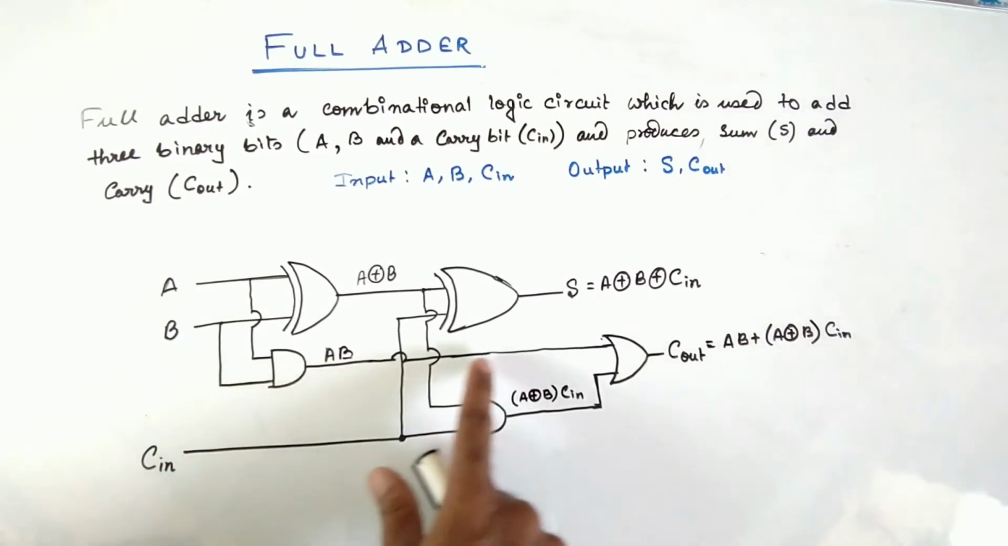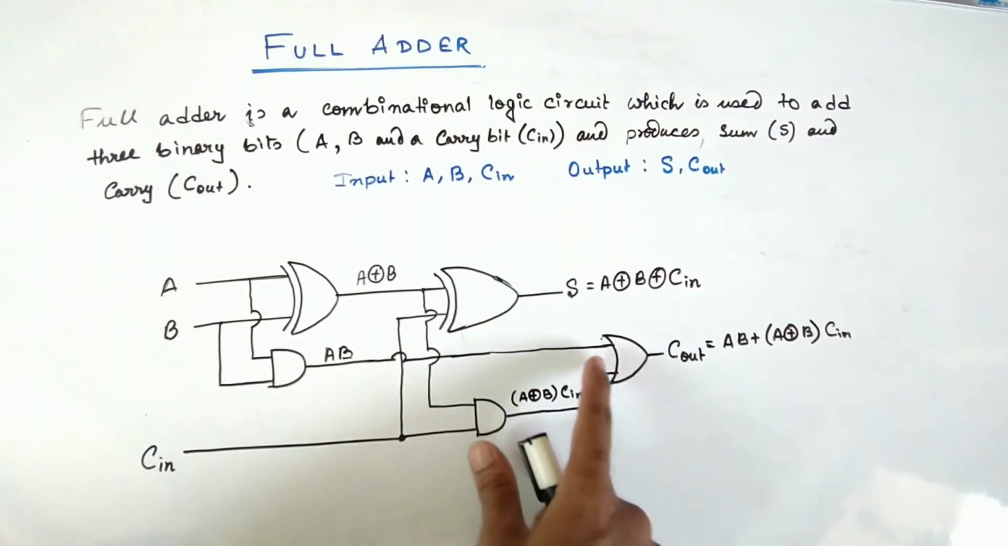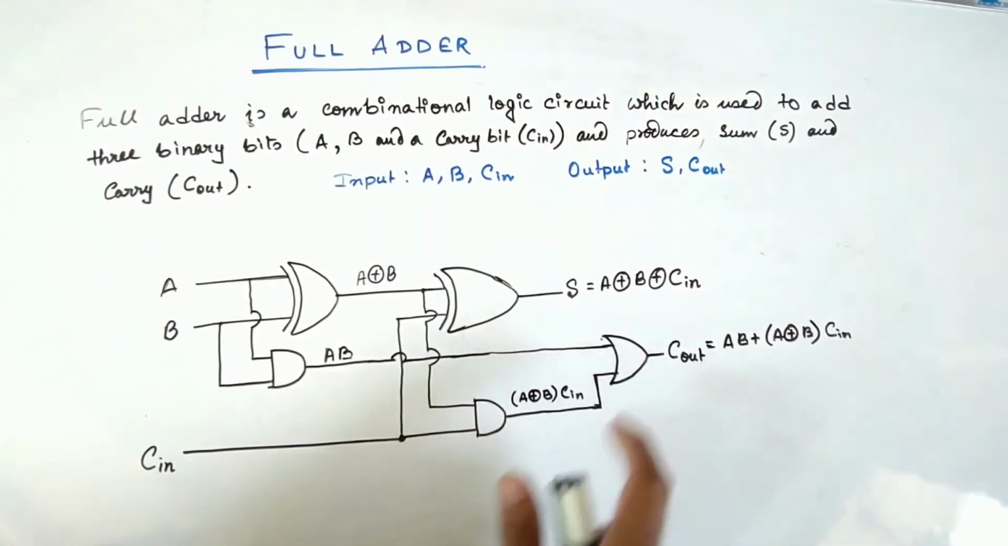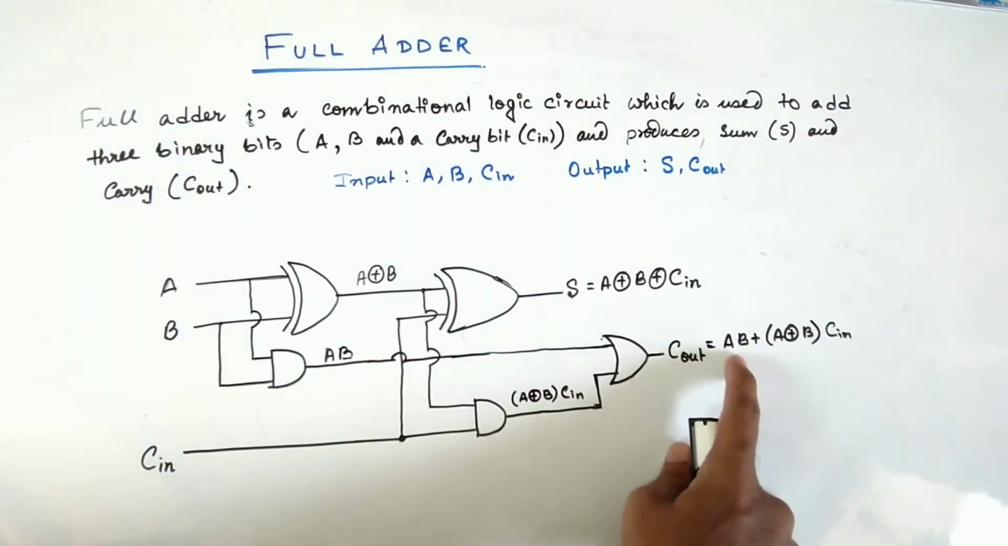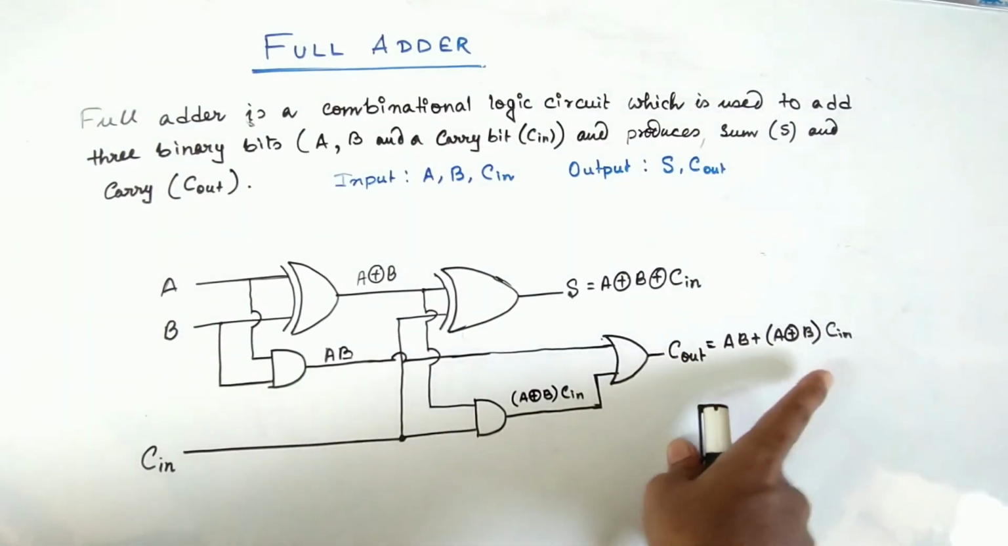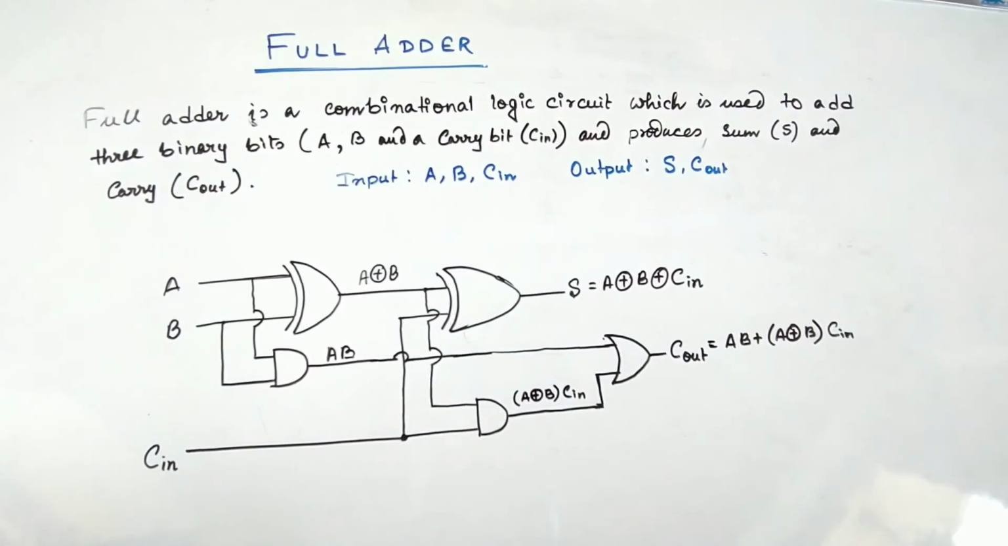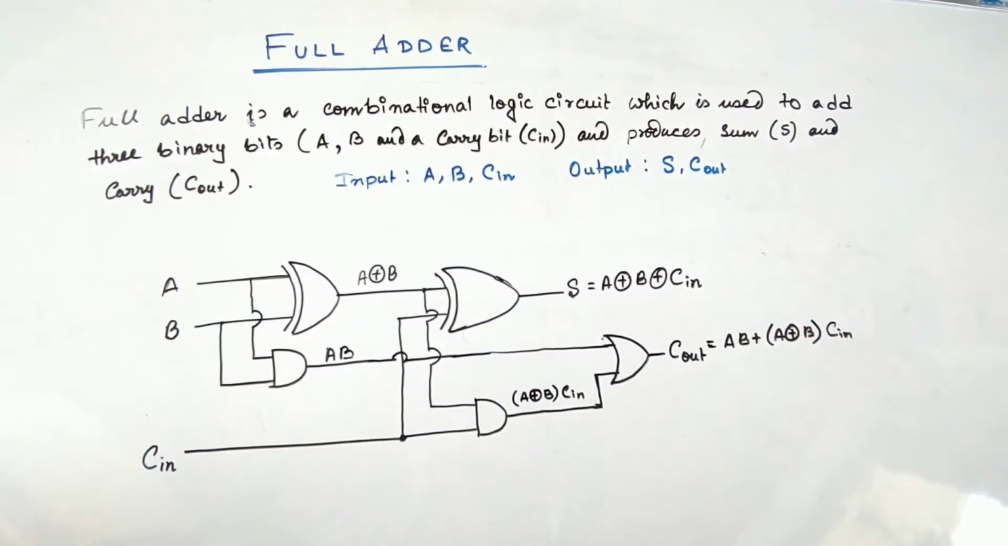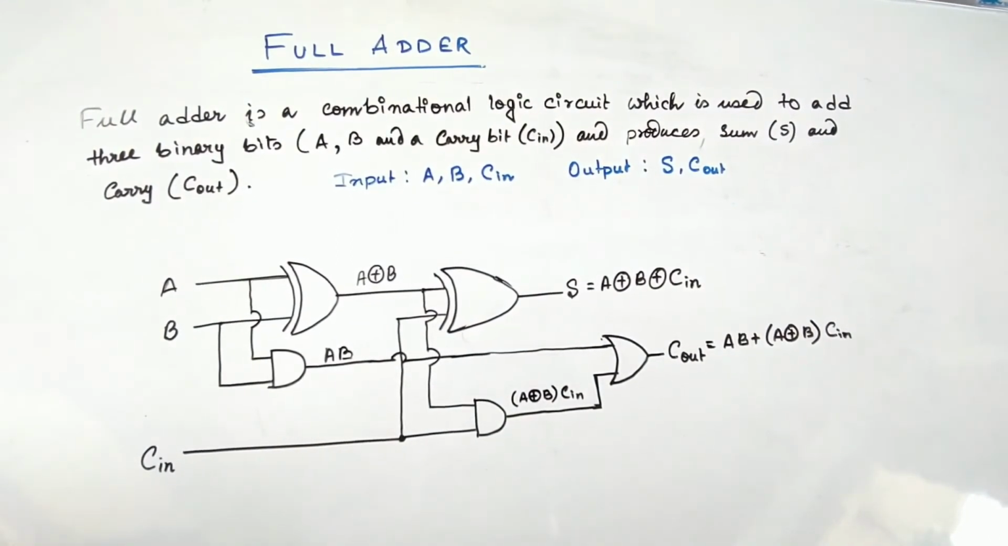So both the inputs, AB and A XOR B into C in, pass through an OR gate which performs AB or A XOR B into C in. So this is the logic circuit of full adder, which also comprises two half adders.